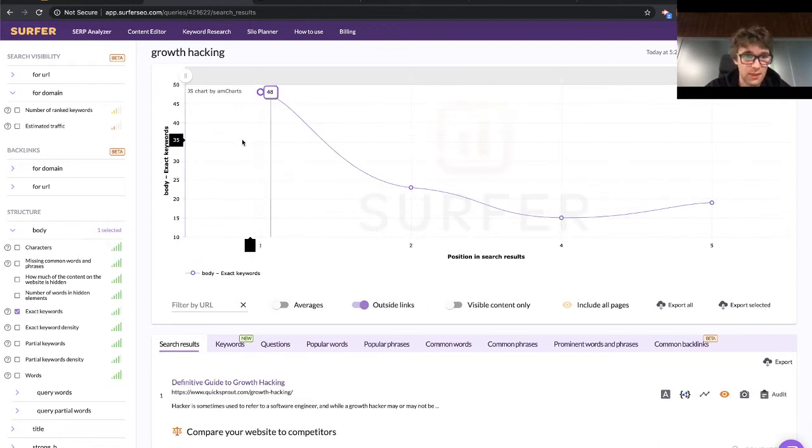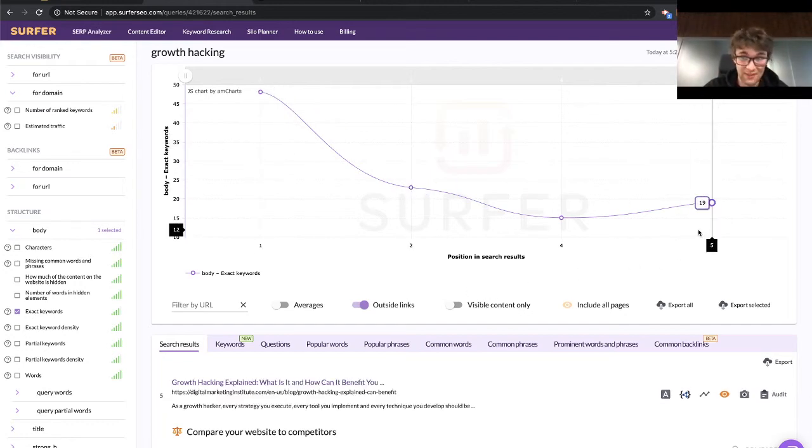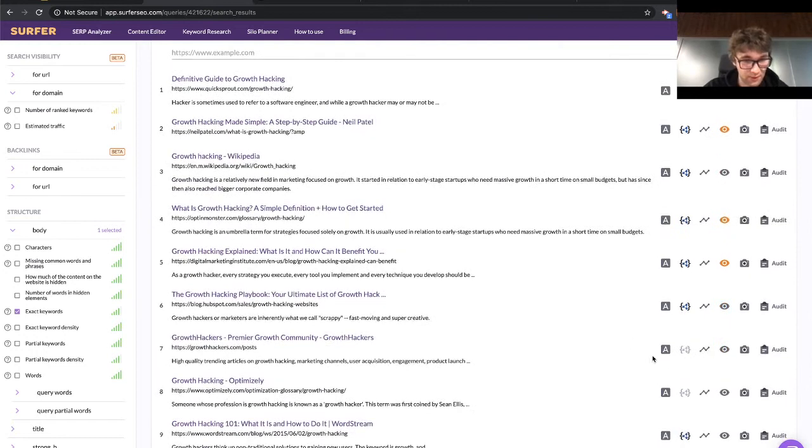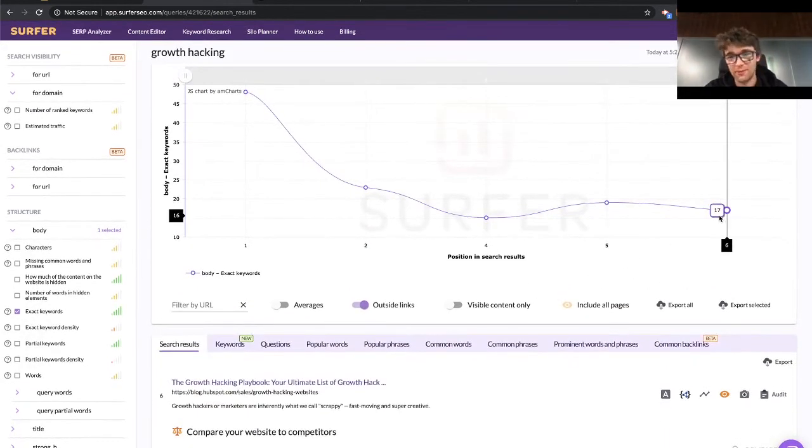Oops. You see, QuickSprout, they are smashing it. They are smashing with the amount of exact keywords. So well, we will see in a moment how the HubSpot is optimized. Let me include them maybe. You see, one of the lowest values.